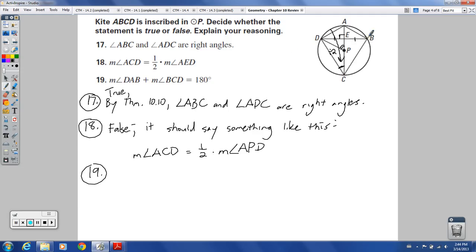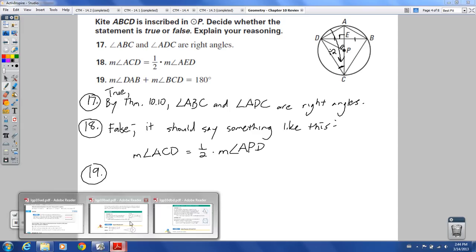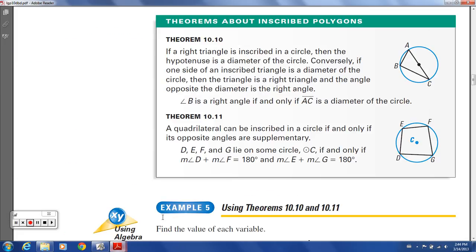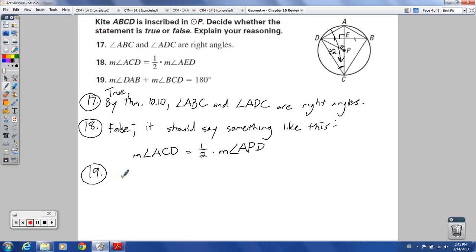And the measure of DAB now, so here's DAB plus the measure of BCD is supposed to be 180. Well, that's got to be true because this is an inscribed quadrilateral, and so we look at our theorems from lesson 10.3. There it is, theorem 10.3. This is theorem 1011. It says if you have an inscribed quadrilateral, the opposite angles are supplementary to one another. That's exactly what we have going on here. And so I can say that this is going to be true by theorem 1011. Simple as that. I can leave it right there and call that good.